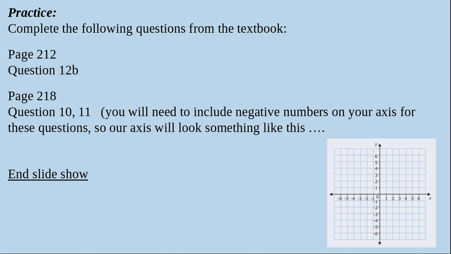Alright, so practice, practice, practice. Open up your textbook, have a look at page 212, question 12b. It's actually the second half of the question you've just done. Once you've done that, slightly harder, go to page 218 and do question 10 and 11. Now what's different about those is that they include negative numbers. So your Cartesian plane is going to have to look like this. You're going to need all 4 quadrants, 1, 2, 3, 4 quadrants. And your scale for your X scale is going to need to go into negative numbers, and your scale for the Y scale is going to go into negative numbers too.